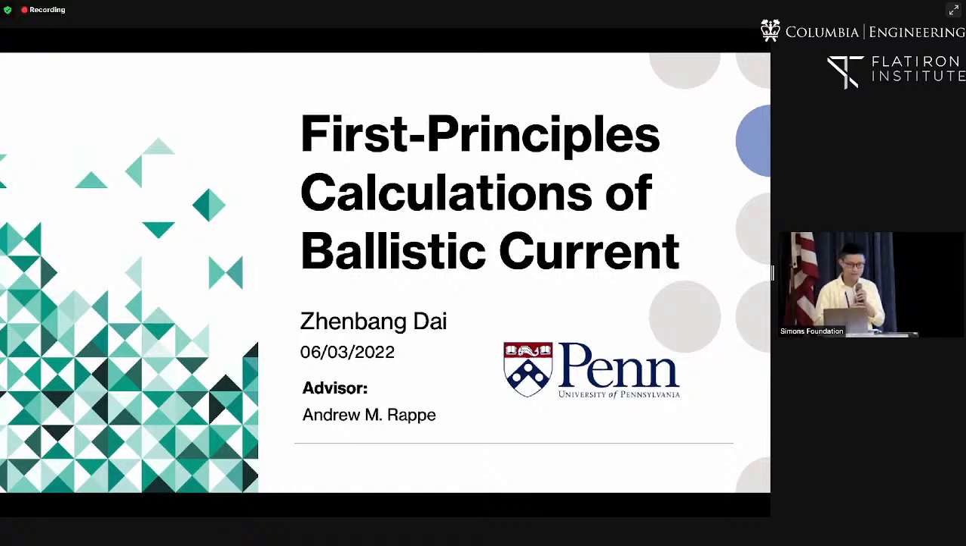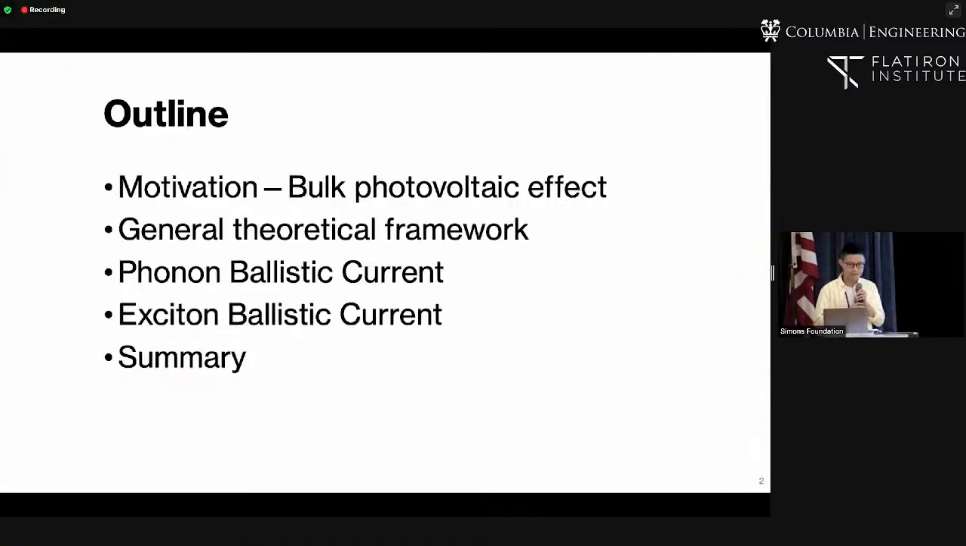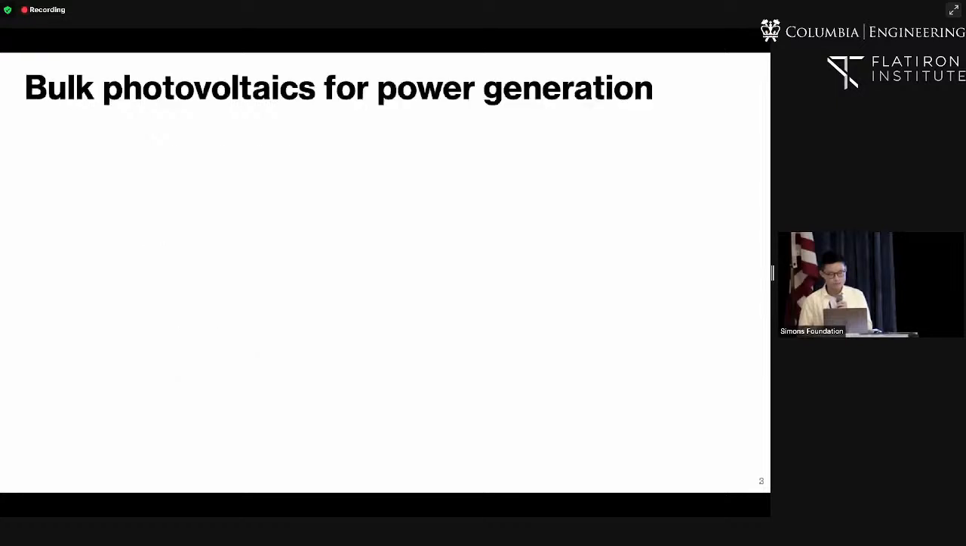First, I will talk about the motivation of this whole study, what the bulk photovoltaic effect is, what the ballistic current is, and why they are so interesting that we want to study them. Then we'll go over the general theoretical framework to study this effect. Then I will talk about 2 specific ballistic current mechanisms: phonon ballistic current and exciton ballistic current. And then I will summarize the presentation.